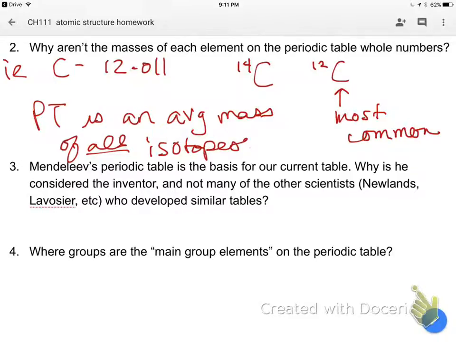So when you have an average mass, it means it's not going to be a whole number. That's not the same thing as the mass number, which is applicable to just a particular particle, which is what we're showing when we have isotopic notation.